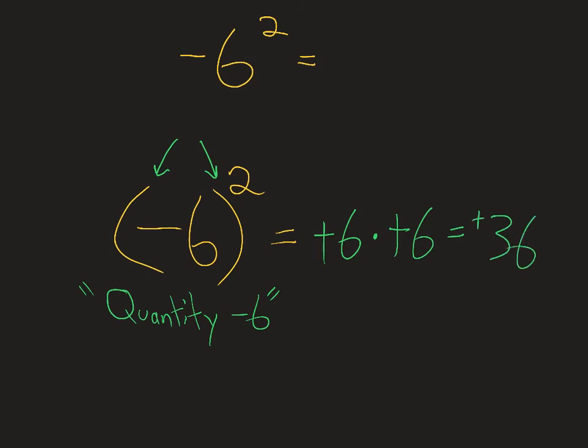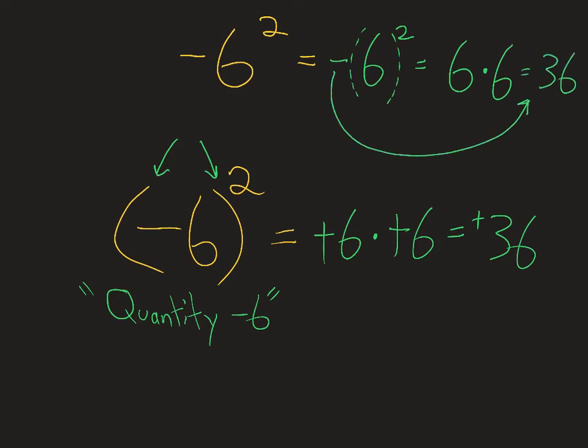Let's compare that to the top version. Negative 6 squared without a parenthesis is actually telling us this. There's always an invisible parenthesis, and it's telling us take care of the exponent first, and then apply the negative at the end of the problem. And notice that results in 2 different answers, okay?